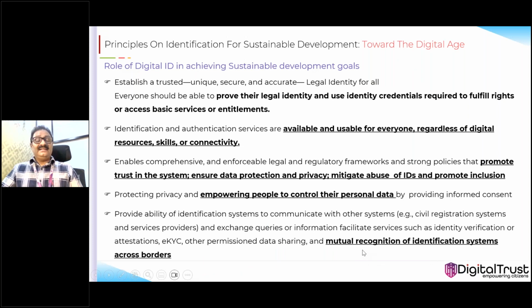Another view of the entire thing is that the world, especially the developing economies, the likes of World Bank and UNDP, they have something called Sustainable Development Goals. Now, the combination of digital ID and digital wallet that we are talking about enables the countries to meet these Sustainable Development Goals. We have talked about all the aspects that are listed here, for example, privacy, protection of data, mitigating the misuse of IDs, promoting inclusion, empowering people, and mutual recognition of identity systems across borders, which is what is called regional interoperability.